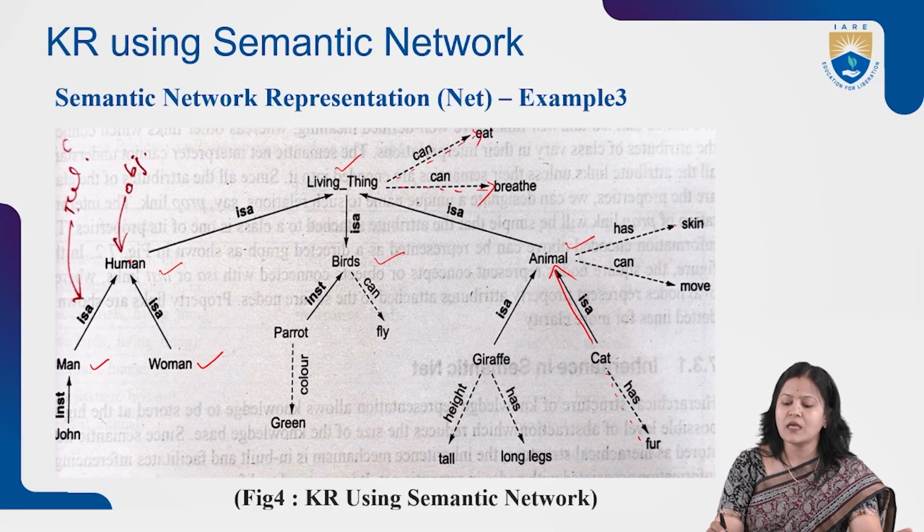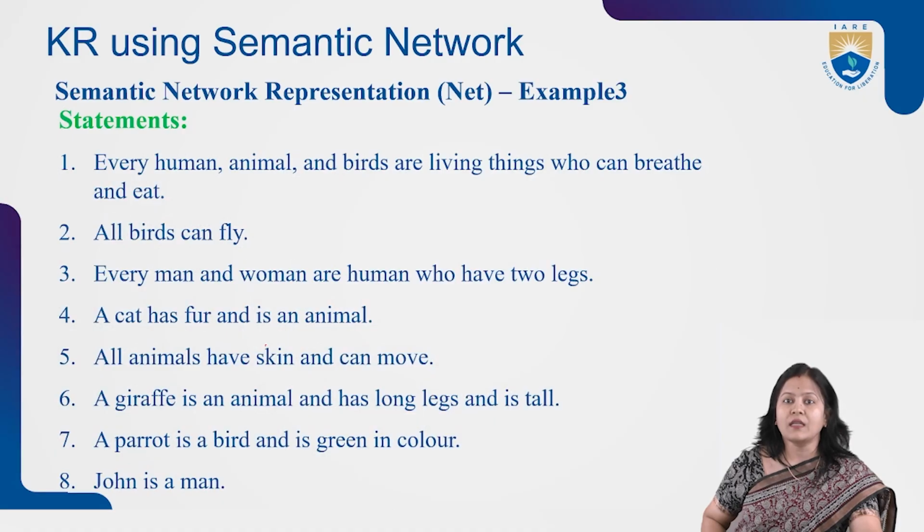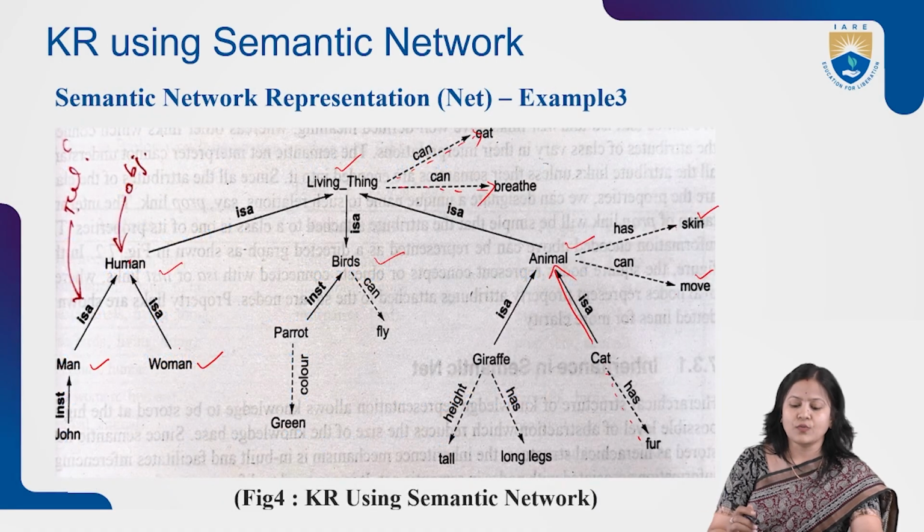So all animals have skin, which means every animal has skin and can move. So two properties: skin and move. Next one is a giraffe is an animal. Where is giraffe? So giraffe is an animal. Now one animal, cat, is already created. One more animal, giraffe is an animal. First we have to create it.